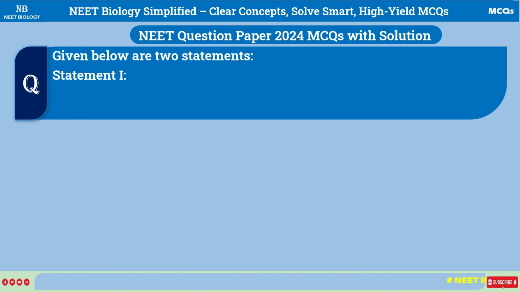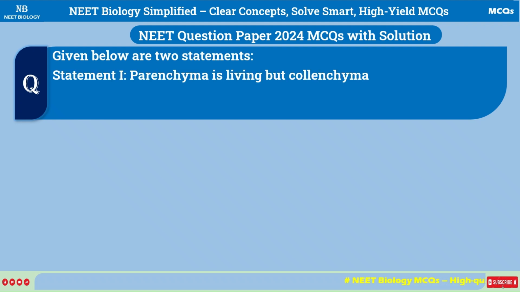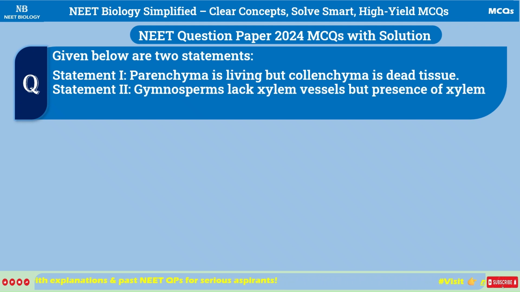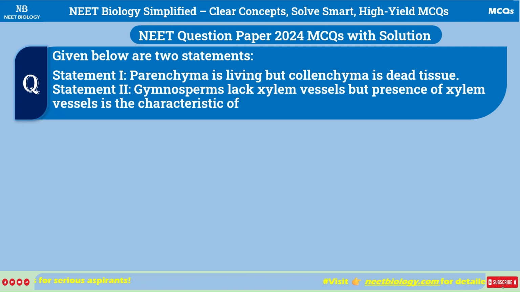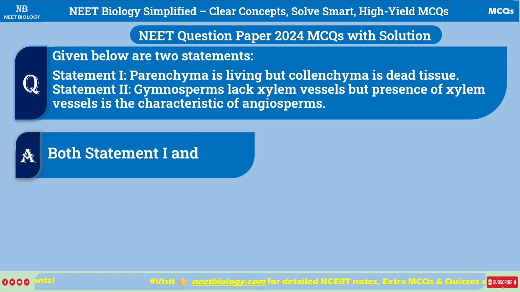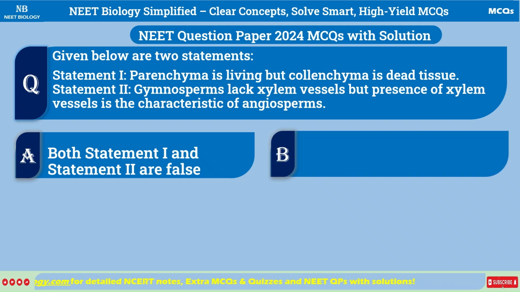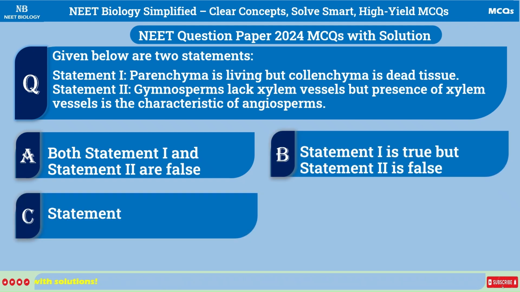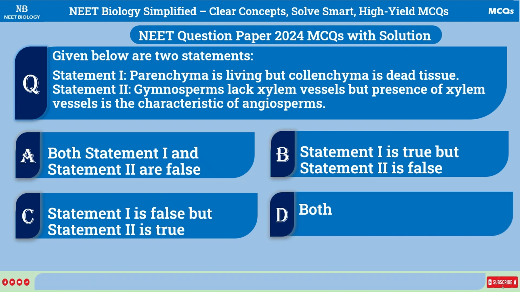Given below are two statements. Statement 1: parenchyma is living but collenchyma is dead tissue. Statement 2: gymnosperms lack xylem vessels, but presence of xylem vessels is the characteristic of angiosperms. A. Both statement 1 and statement 2 are false. B. Statement 1 is true but statement 2 is false. C. Statement 1 is false but statement 2 is true. D. Both statement 1 and statement 2 are true.